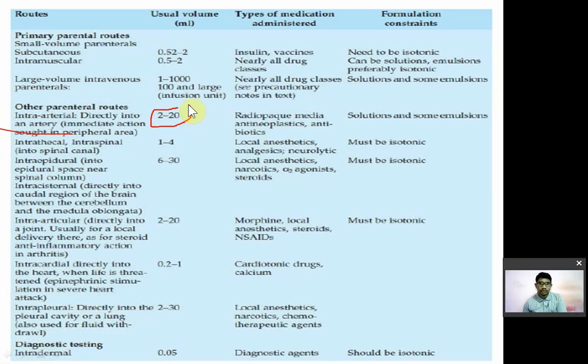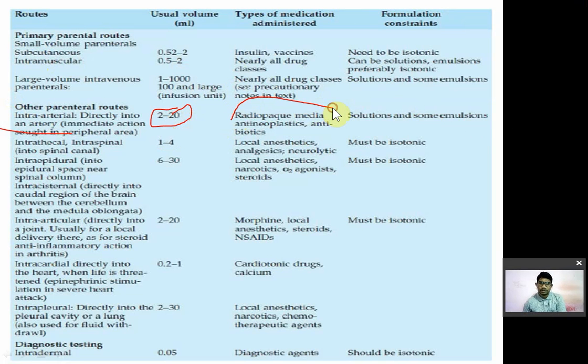उससे ज़्यादा अगर आर्टरी में इंजेक्ट करेंगे तो डायरेक्टली, that drug can prove cardiotoxic. So intra-arterial injection again has a limited volume. You can inject 2 to 20 ml, that's it. Now what kind of drugs are generally given by intra-arterial route? Radio-opaque media. They are known as diagnostic agents.